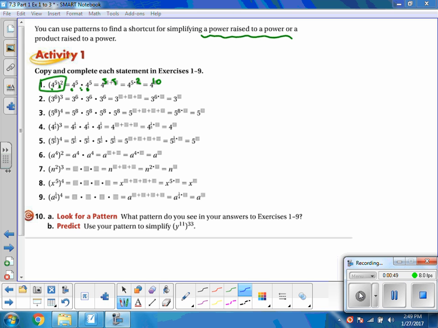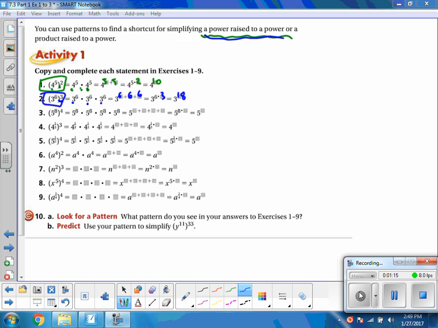When I look at my next one, it's 3 to the 6th power to the 3rd power. That's a power to a power. So it's 3 to the 6th times 3 to the 6th times 3 to the 6th, and if they have the same base, I can add their exponents, the product rule. I've got my 3 sixes, so it's 3 sixes that are happening, which is 18.